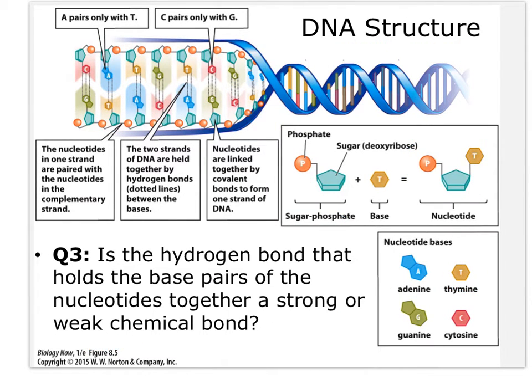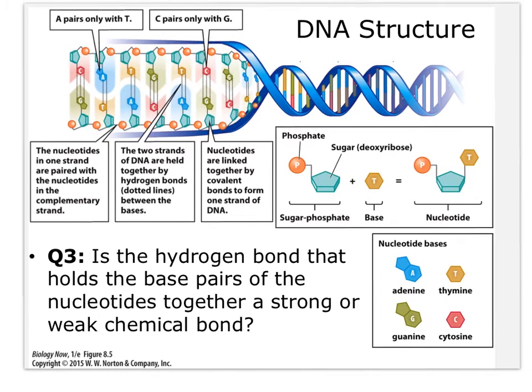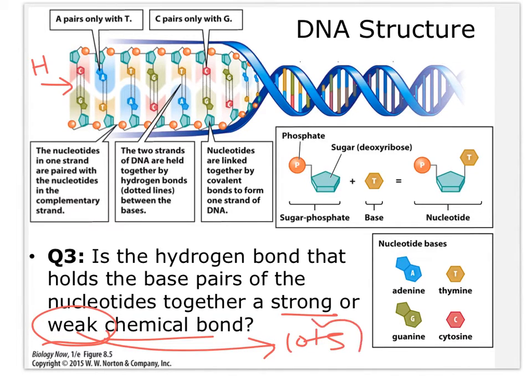So the question is, the hydrogen bond that holds the base pairs together, is that a strong or weak chemical bond? Well, we skipped that chapter, that was Chapter 2. But I'm going to tell you it's a weak chemical bond, but when there's lots of them together, they can make a strong association to hold those two strands together.